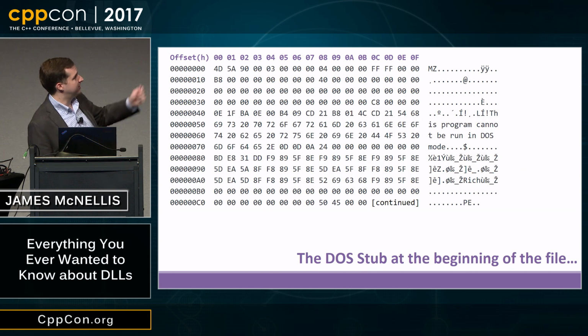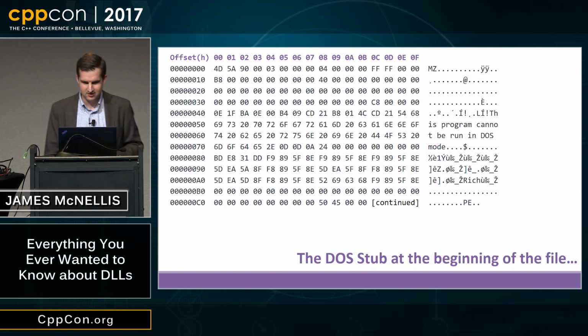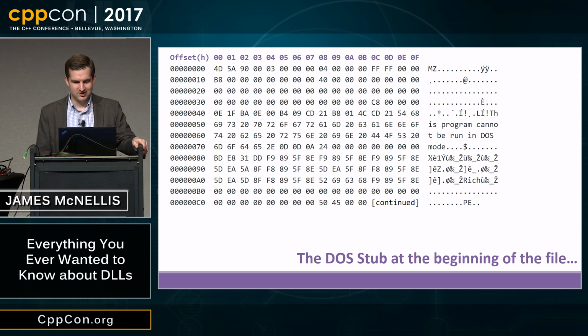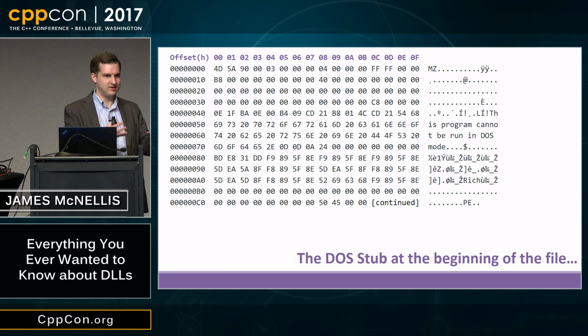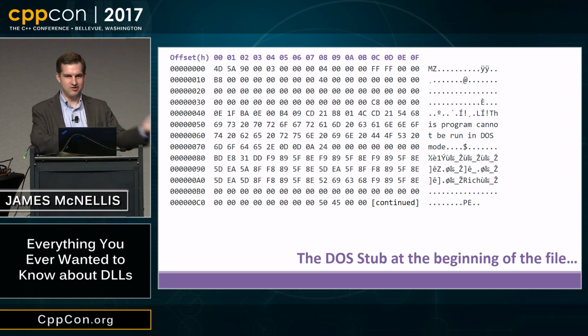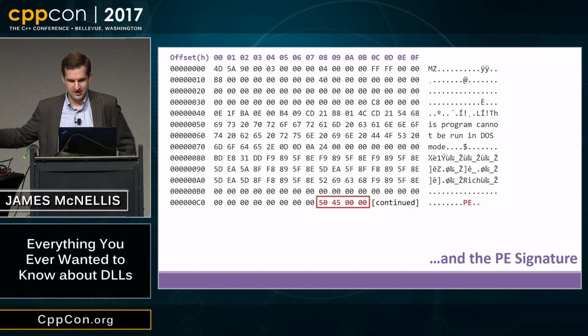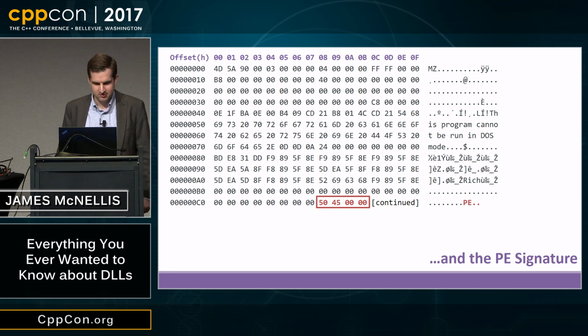So I've opened it up in a hex editor. You can see it's a little stub program, or well, it's probably not easy to see that. But it's a little DOS program that prints out "This program cannot be run in DOS mode," so that, back when DOS and Windows interoperated, if you ran a Windows program in DOS, it wouldn't actually run. It would just print out this message. Then we can also see here, it's got the PE signature at the end. So there's the PE and 2 null terminators.